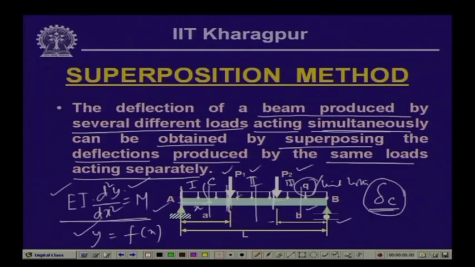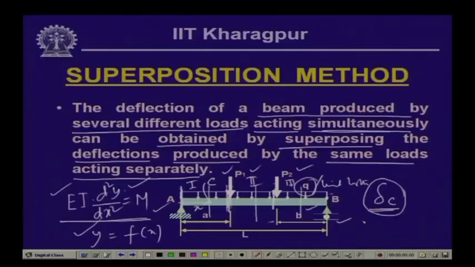Also, what we can do is compute the value of delta c by taking these loads acting individually. Instead of the two concentrated loads and the uniformly distributed load acting simultaneously, let us say only the uniformly distributed load is acting. We have seen how to compute the expression for the elastic curve. In that expression, if we substitute the value of x, we get the deflection at point C for the uniformly distributed load. Let us call that delta c1.